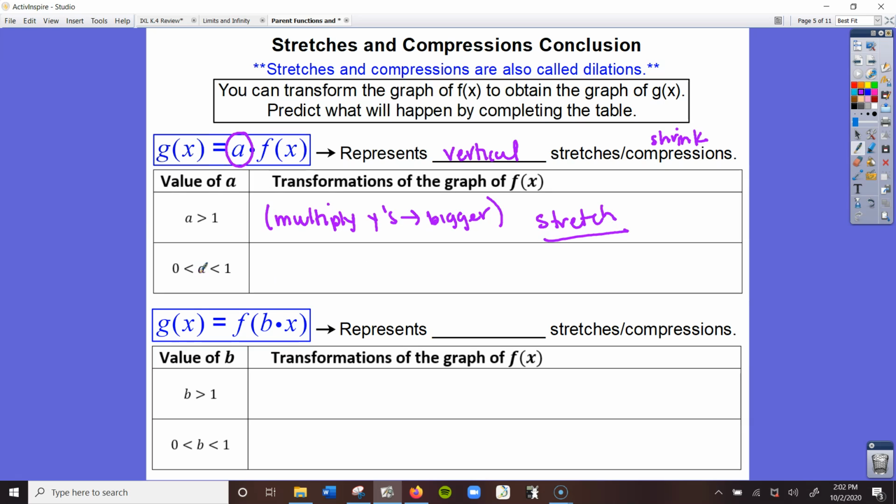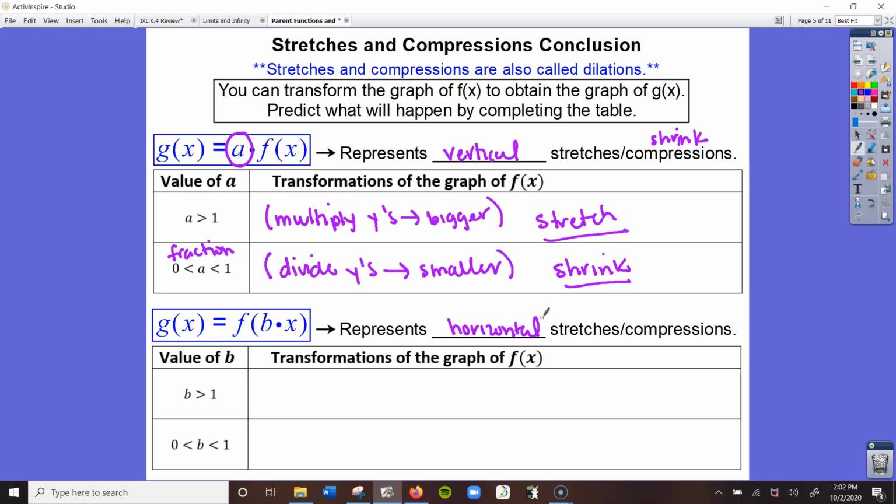Versus if you have a number that is between 0 and 1, that is a fraction, like what we saw in the previous slide. And when you have a fraction on the outside, that means they're going to divide the y's. And if we divide, that number will get smaller. So this would be a vertical shrink. Now when you have a number on the inside, being multiplied or divided, this is a horizontal stretch or shrink.